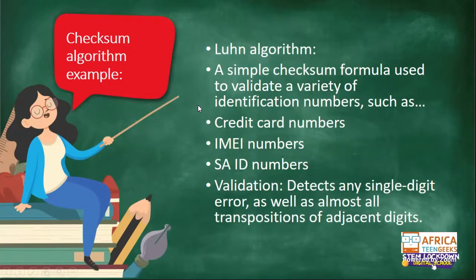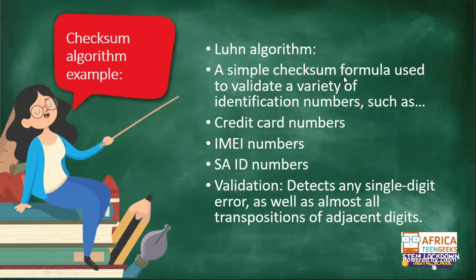Okay, so the example of a checksum algorithm that we'll be using is called the Luhn algorithm. I hope that's how you pronounce it. That's how I've always read it. It's named after its inventor, some guy with the surname of Luhn. It's also known as the mod 10 algorithm because right at the end it uses a mod 10 calculation to get that final digit. But anyway, what does it do?